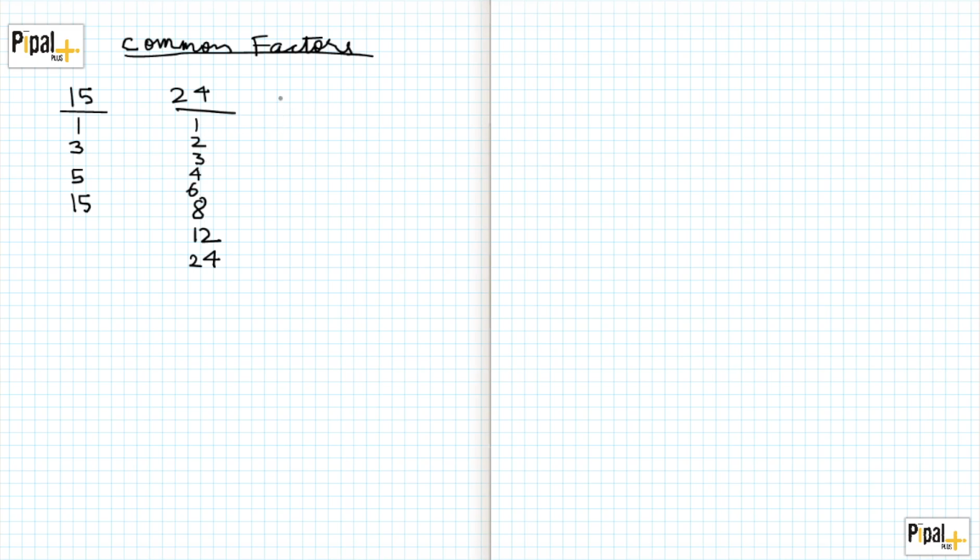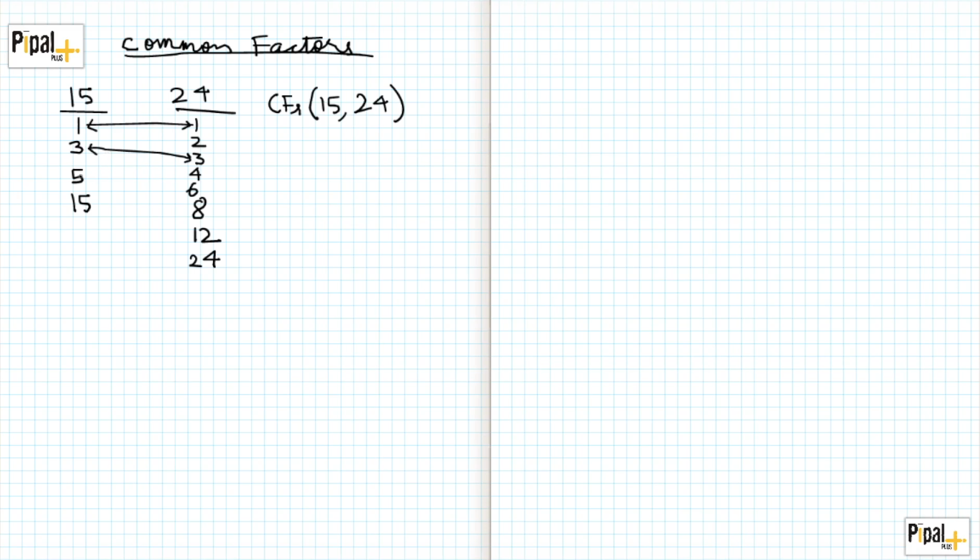Now if I have to find the common factors of 15 and 24, I'll look at, so 1 is always going to be a common factor between any 2, 3, 4,000 numbers. 1 is always going to be common, right? But do I have a 2 here? I don't. How about 3? Yes. So 3 is the next common factor between 15 and 24.